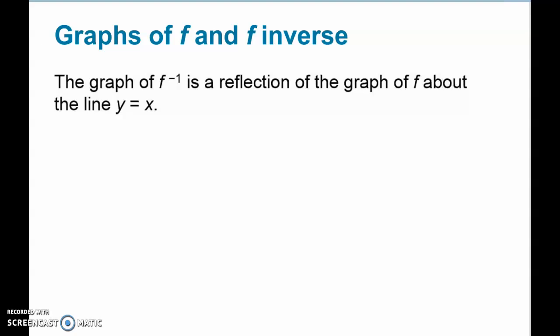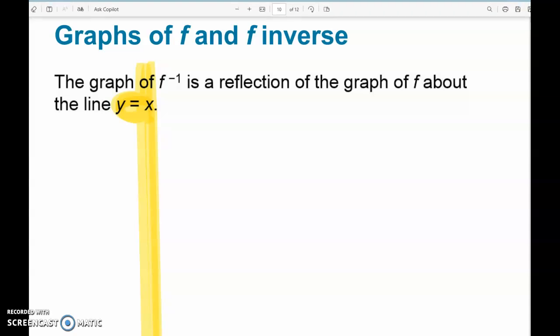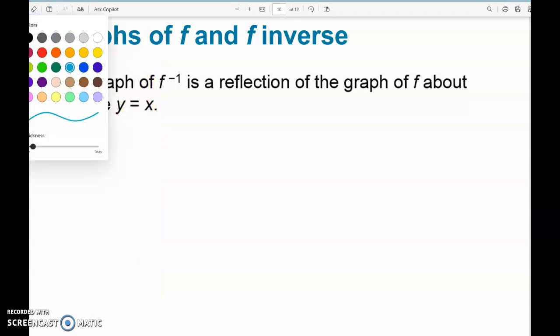We are continuing in section 1.8, the graphs of f and f inverse. The graph of f inverse is a reflection of the graph of f about the line y equals x. I mentioned this in the previous video, and I mentioned that y equals x is called the identity function. The two sides are equal. And this graph looks like this.